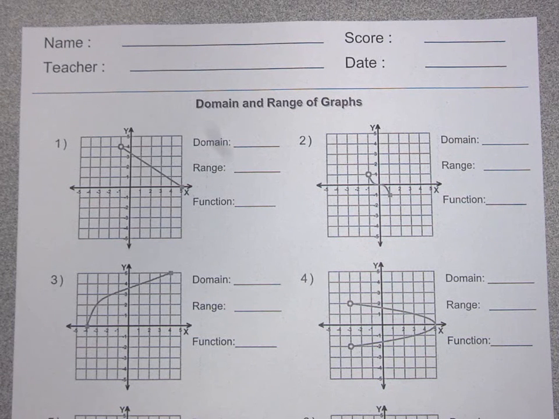I just wanted to give you some help getting started on this domain and range of graphs worksheet in case you missed today's lesson. This is the homework for the lesson on November 11th, which was a Wednesday. That's for Cohort A. If you're in Cohort B, this assignment comes after the lesson on November 12th, which is on a Thursday. This is about domain and range of graphs and kind of builds a little bit on what we talked about in class.